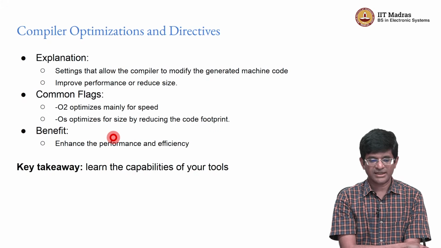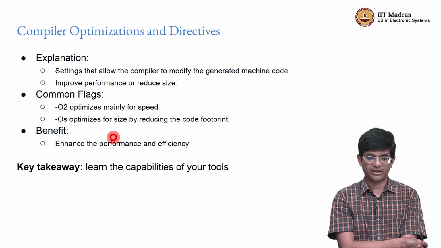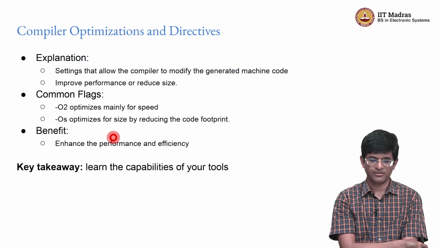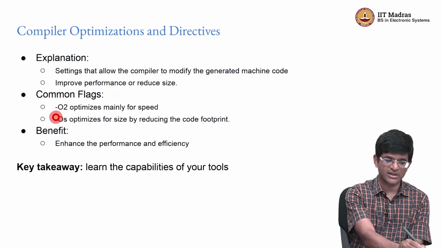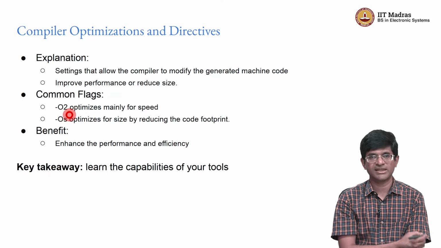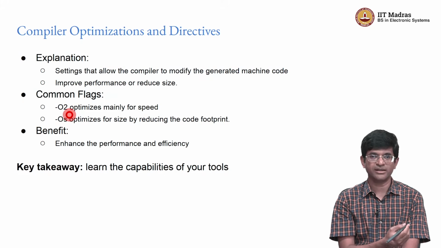Compiler optimizations and directives, I did sort of talk briefly about this earlier. These are settings that allow the compiler to modify the generated machine code, and usually they can be used either to improve the performance or to reduce the size of the code. For example, -O2 is just a flag, an option that's given to a compiler while invoking it. After all, a compiler is a program. When you run it, you give it an option flag that tells it what kind of optimizations to do.